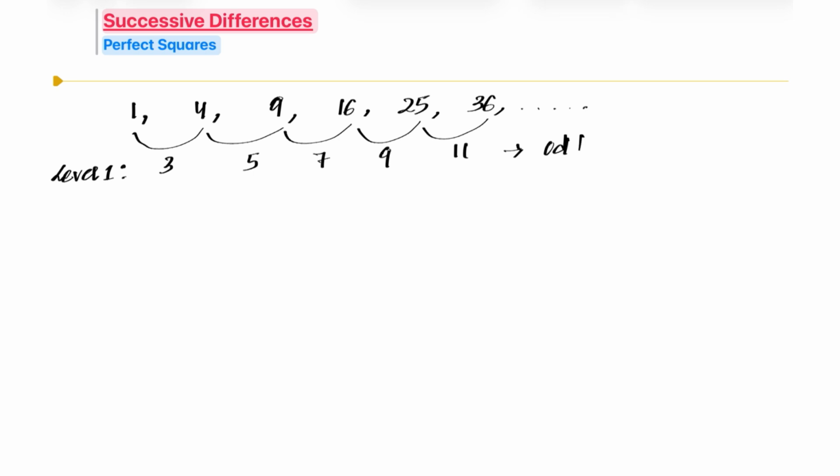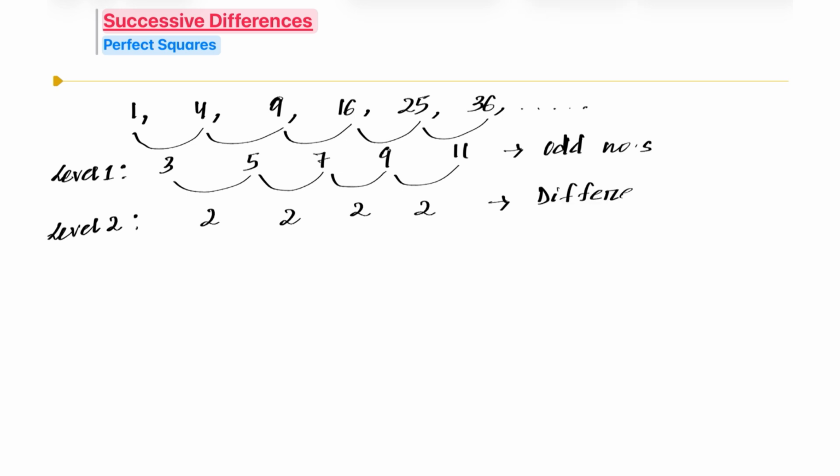These are odd numbers. Let us find the difference between these odd numbers. 5 minus 3 is 2. 7 minus 5 is 2. 9 minus 7 is 2. 11 minus 9 is 2. So the difference is 2 in all the cases. So from this we can say after two levels, difference is same in all the cases.